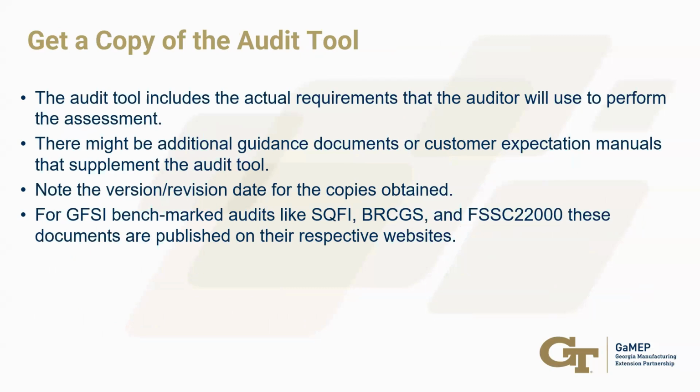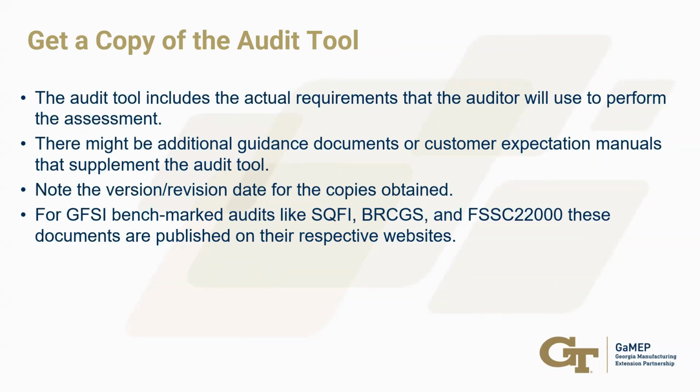As you're preparing for your first third-party audit, the first thing you'll want to do is get a copy of the audit tool. The audit tool is the actual requirements the auditor will use to perform your assessment. Some audit tools also have customer expectation manuals as a supplement. For example, Costco has a customer expectation manual in addition to their Costco GMP audit tool.